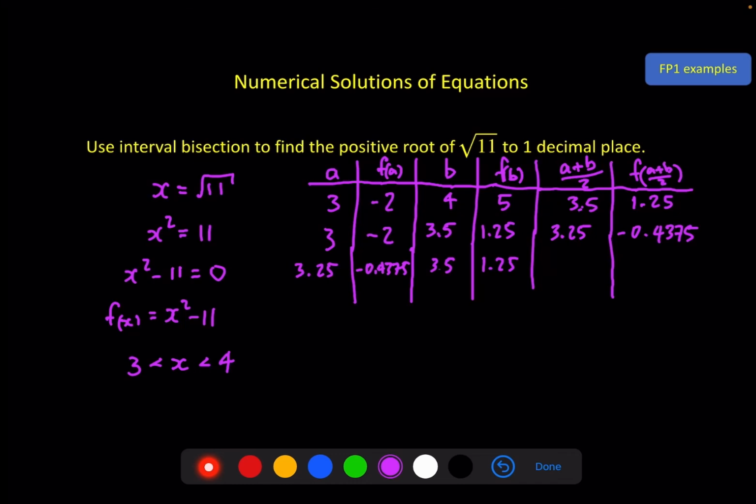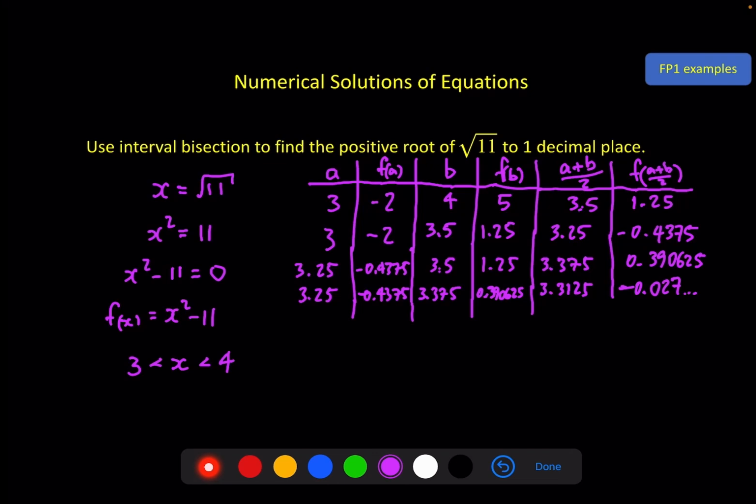And we keep going. The midpoint now is 3.375. And in the function, that gives us 0.390625. Positive answer replaces the positive end of our ever-shortening interval. So we're replacing 3.5 with 3.375. The next midpoint is 3.3125, which gives us a very small negative answer, minus 0.027... So we replace 3.25 with 3.3125.